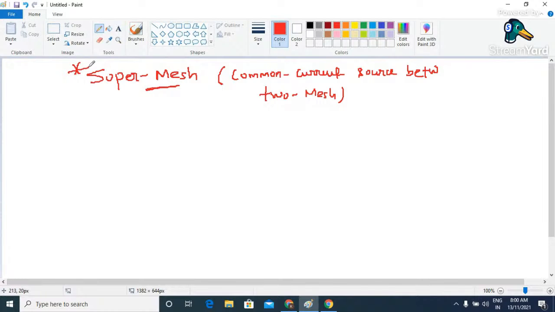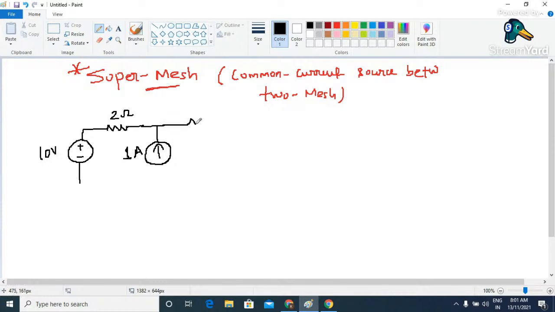Now let me explain you via a circuit. Suppose we have a circuit like this. Here we have an active element of voltage, and let's consider that the magnitude is 10 volt, and here we have a resistor of value say 2 ohm, and here we have a current source of magnitude say 1 ampere.